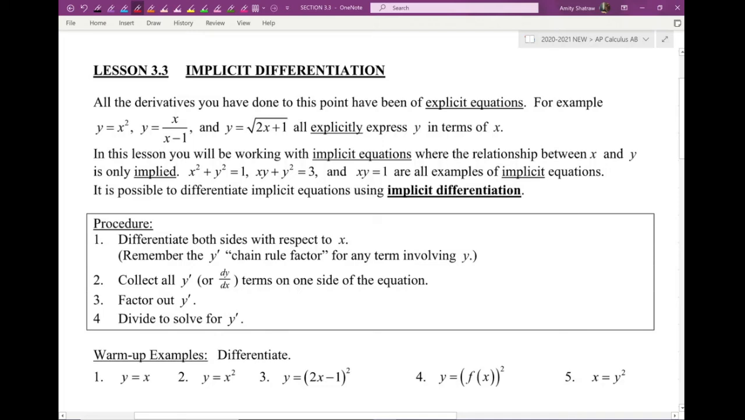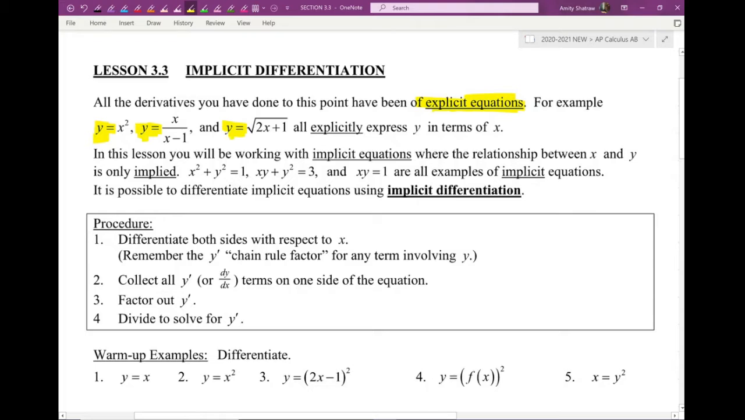Okay, so here we are with lesson 3.3. We're going to be doing implicit differentiation. All the derivatives that we have done so far have been examples of explicit equations. For example, y equals that, y equals that, and y equals that.